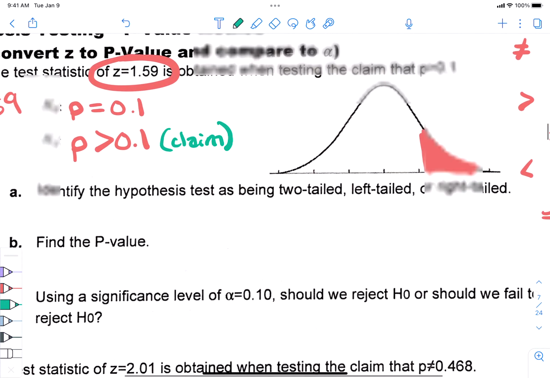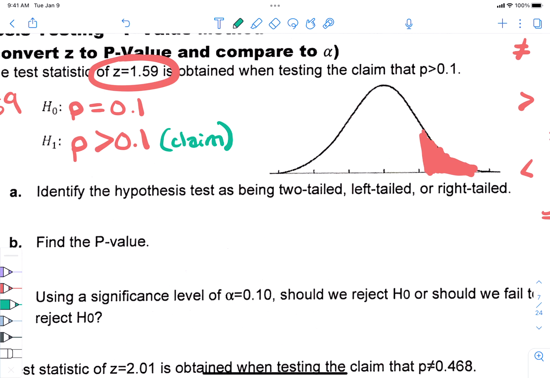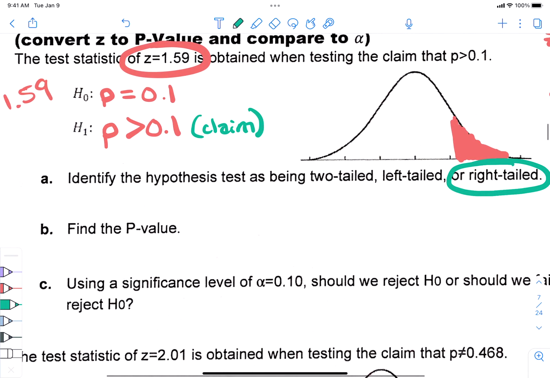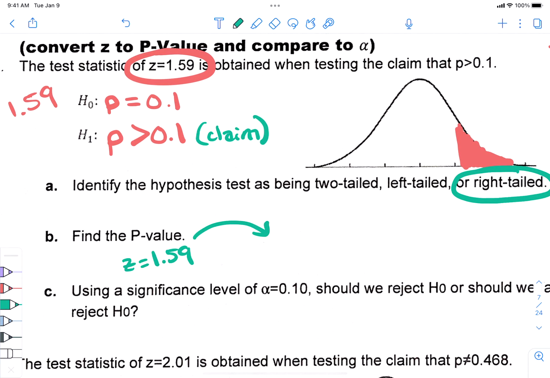Identify the hypothesis test as being two-tailed, left-tailed, right-tailed. Which one? We're right-tailed because we're only dealing with greater than. So we are right-tailed. Find the p-value. Okay, so when they're saying find the p-value, they are saying that 1.59 is my z, because they calculated that for us. They want us to find that as a percentage. What is that p-value?